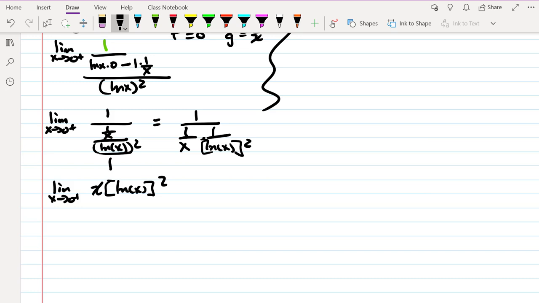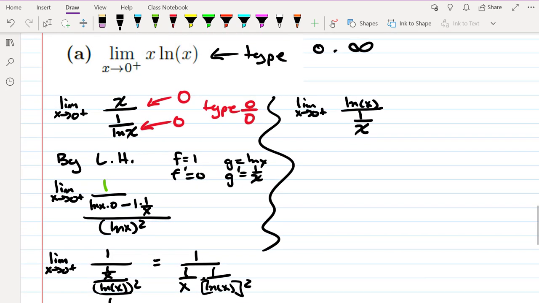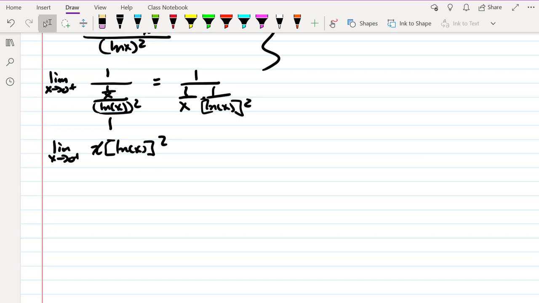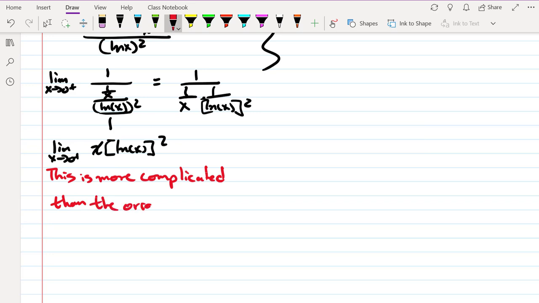We're looking at this, and what was the original problem we started with? x times the natural logarithm of x. And what do we have now? x times the natural logarithm of x squared. It's worth noting this is more complicated than the original. So let's try the other one.